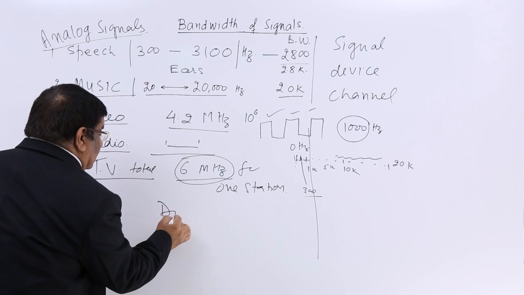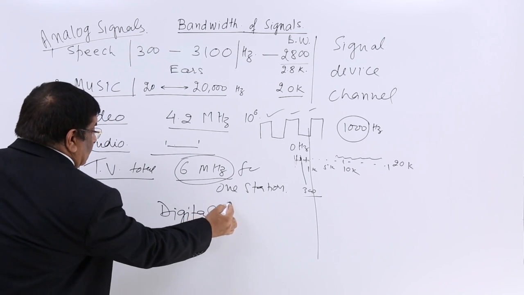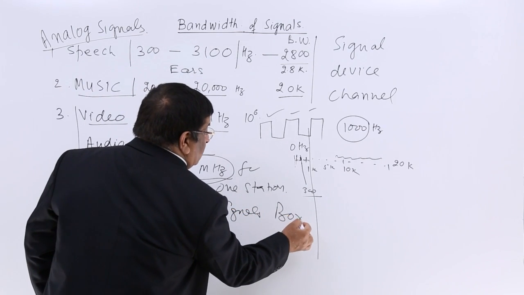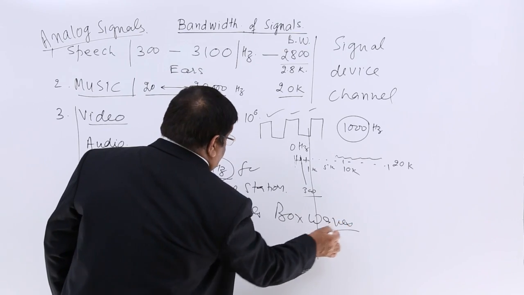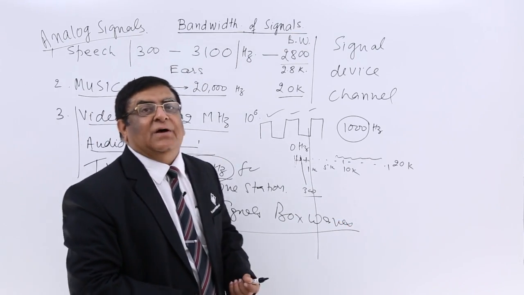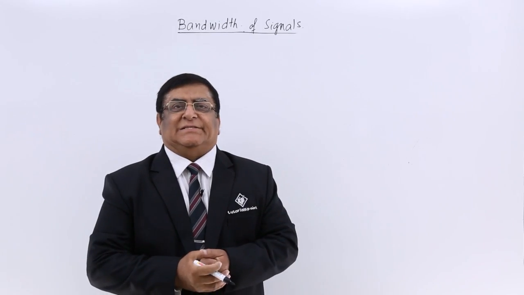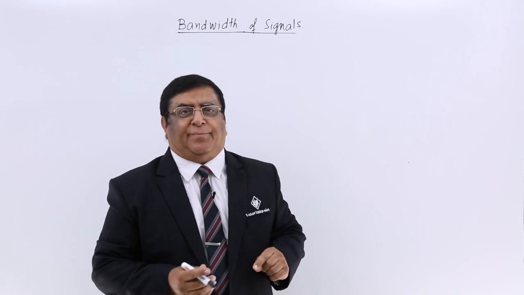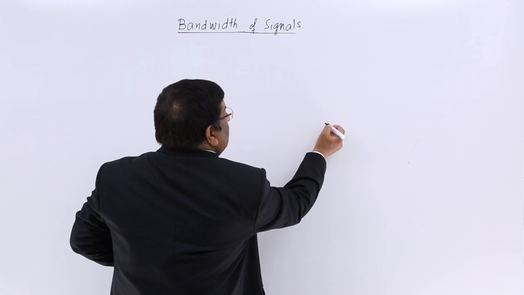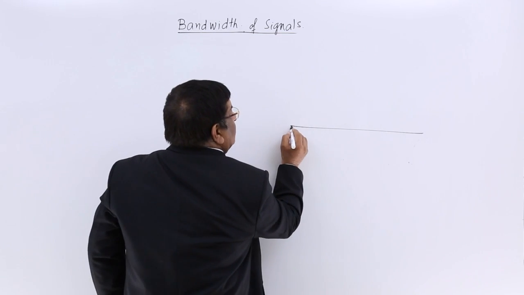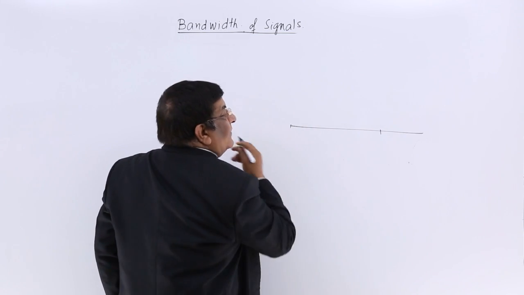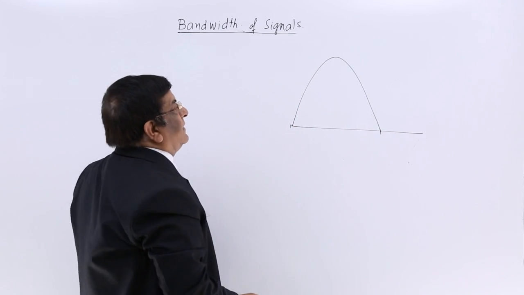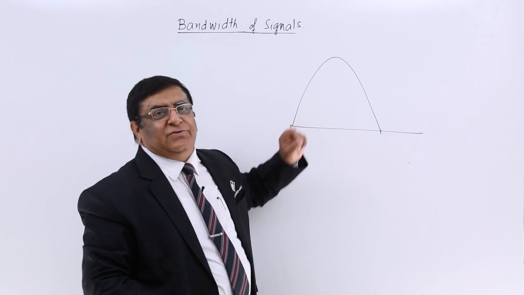Once we go to digital signals, those are box waves. Then see the relation, how it is formed. Analog signals have a frequency. How do we measure frequency? 1 upon time period. Suppose we make a graph. This is half time period of a wave and the wave is like this. Okay, this is a sinusoidal wave.